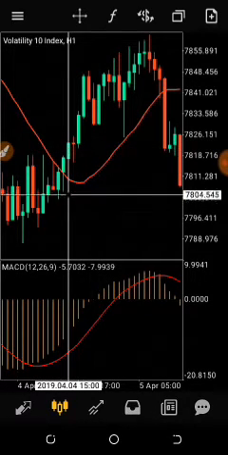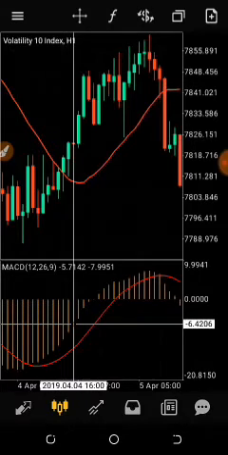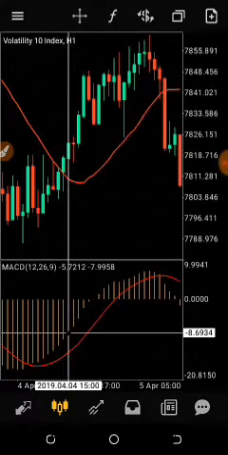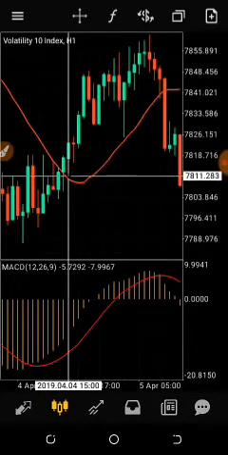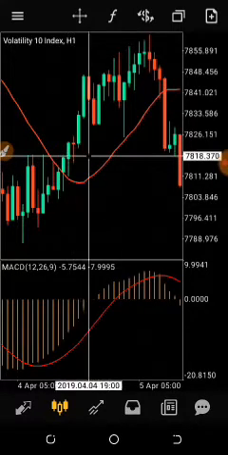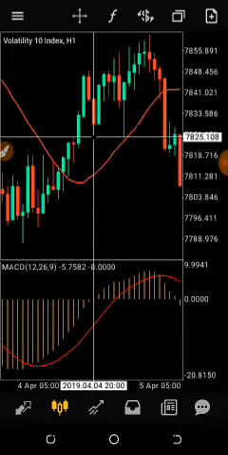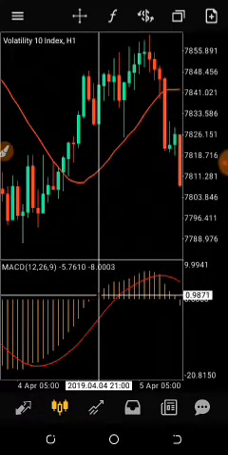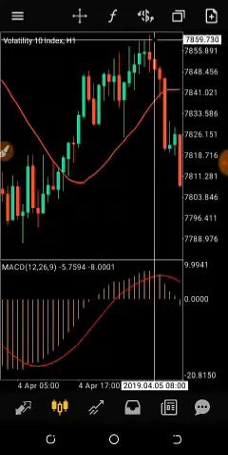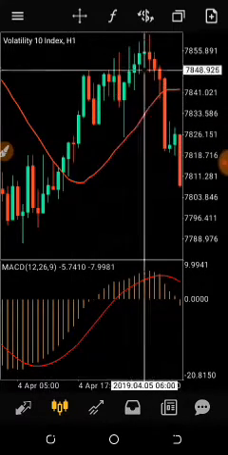But what we see is that the histogram is already above the MACD signal line, so we can take a buy trade since price has already caught above the 20 moving average. So if we have taken a buy trade from here, it's still okay. Or if you wanted to wait for this one to give you a signal, then you would have taken a buy trade here and bought all the way to this point.